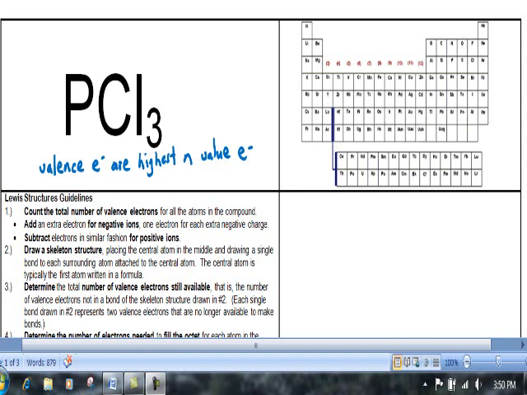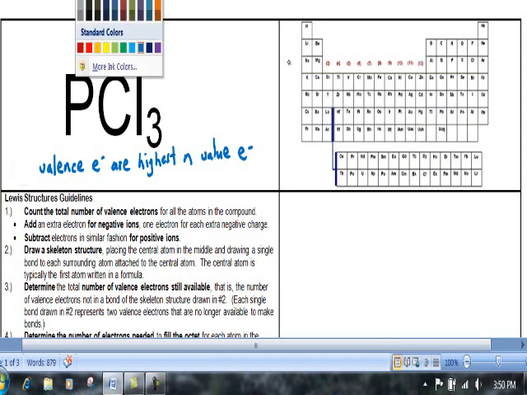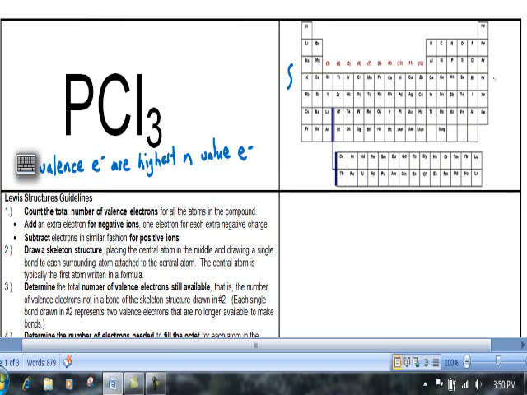Highest n value essentially restricts us to the electrons, only those that are the s electrons and also the p electrons would be valence electrons. For phosphorus, since we find phosphorus right here on the periodic table, that's going to be 1, 2, 3, 4, 5 valence electrons for phosphorus. Chlorine, being 2 columns further over, has 7 valence electrons.